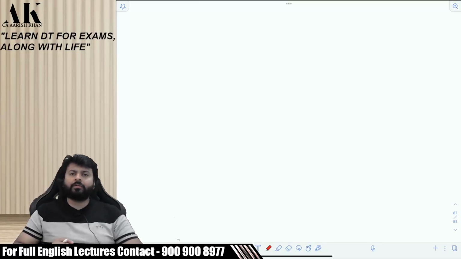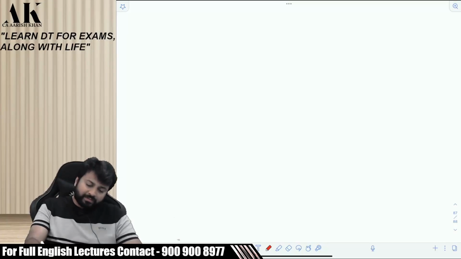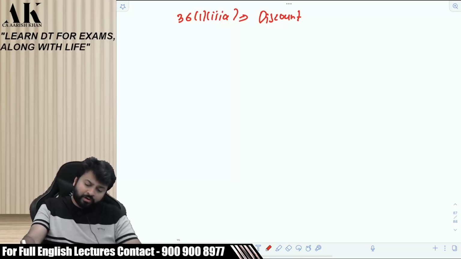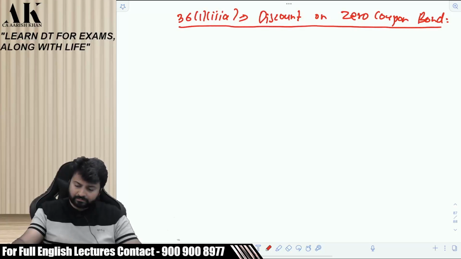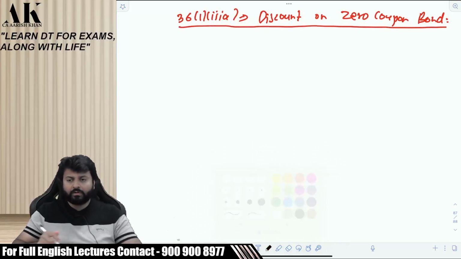Now, since we are talking about interest, we should also talk about one more thing which is similar to interest, which is covered in section 36 subsection 1 clause 3A, which is discount on zero coupon bond. Have you heard this word earlier? What happens in this particular thing?